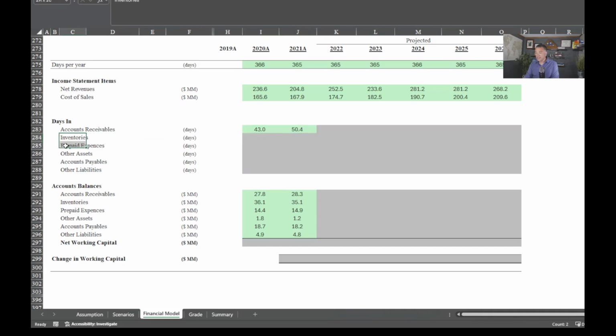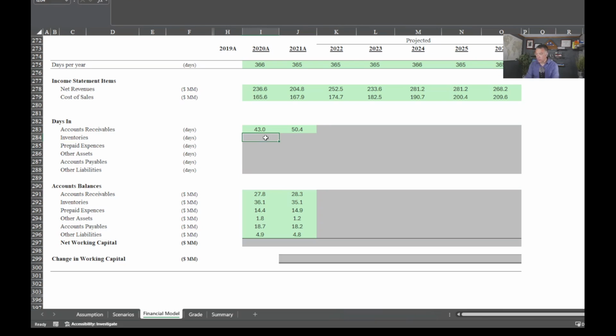Okay, the next 5 examples are going to use cost of sales. It's going to be a percentage of cost of sales to find the days in. How long are we using inventories or holding on to inventories? How long does it take to sell it? How long is prepaid expenses? All those are cost of sales.